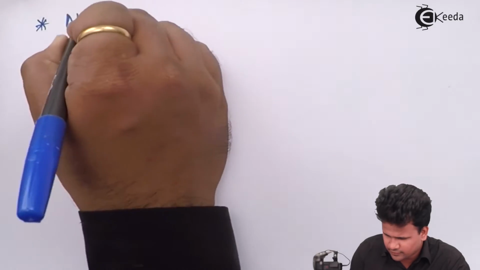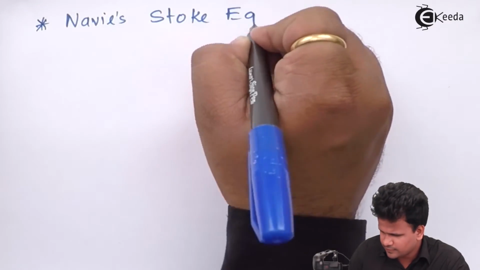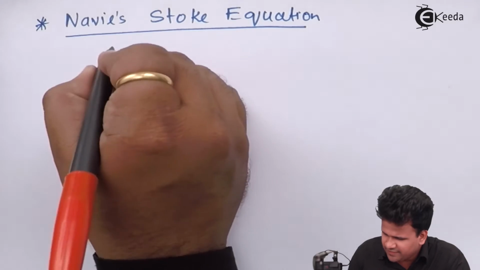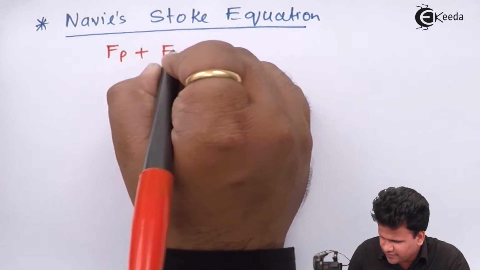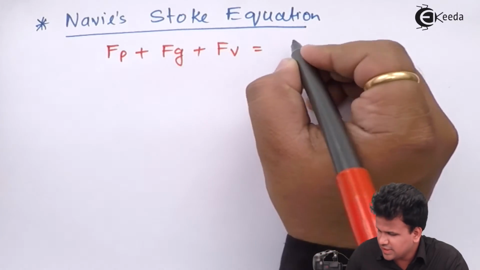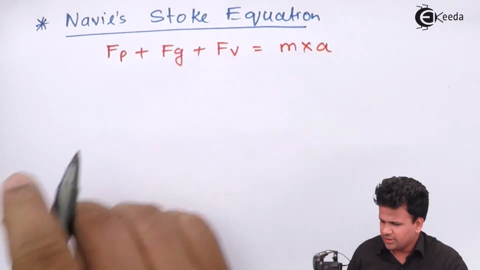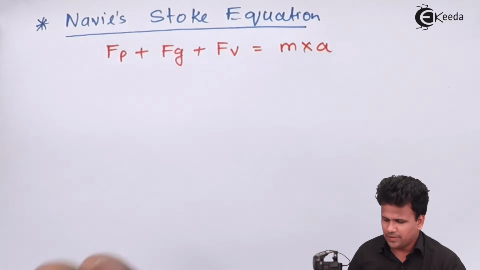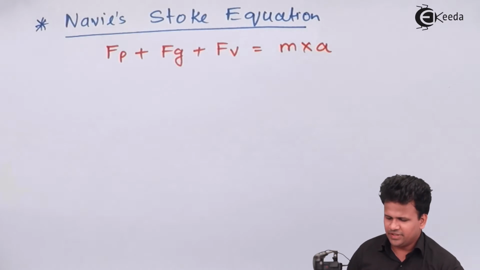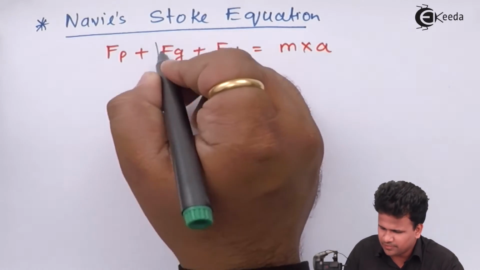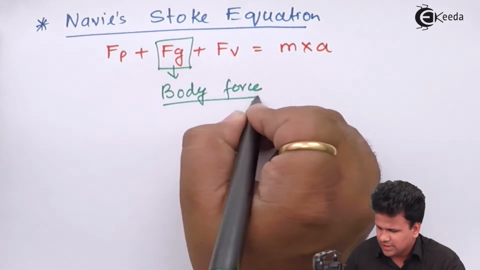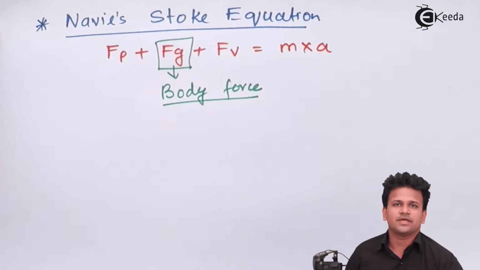Navier-Stokes equation. Now let us study what is Navier-Stokes equation. In Navier-Stokes equation, we take the effect of pressure force plus gravitational force plus viscous force is equal to mass into acceleration. So this is the force which we consider, in addition to viscous force. Now over here this gravitational force will be termed as a body force. This will be termed as a body force, and pressure force and viscous force we have to take into consideration.